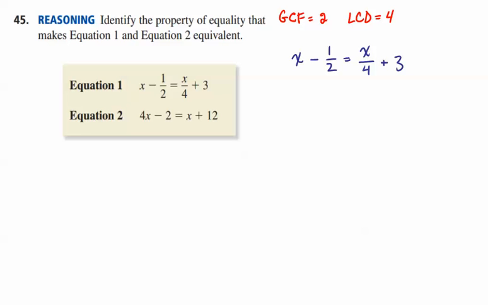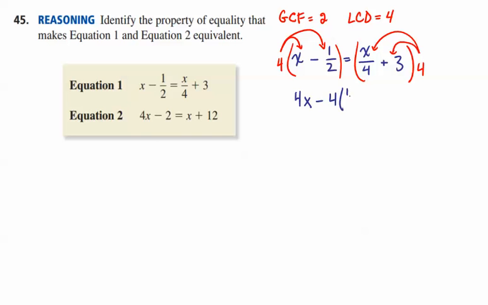So what would happen is that we would multiply both sides by that least common denominator, being careful to distribute 4 times every term on each side of the equation. So when we do that, 4 times x, we get 4x. 4 times, and that's minus, 4 times 1/2, and I'll write it out this time, is equal to 4 times x over 4, and 4 times 3 we know is 12.